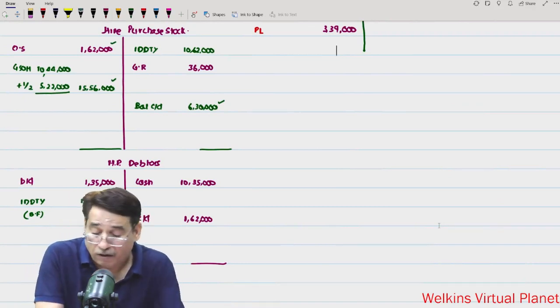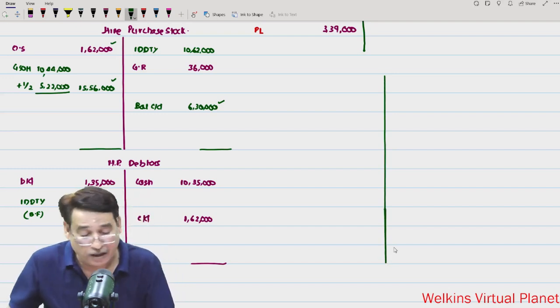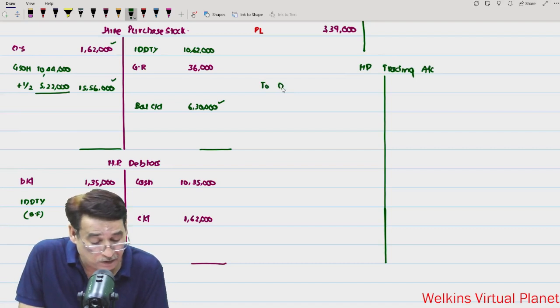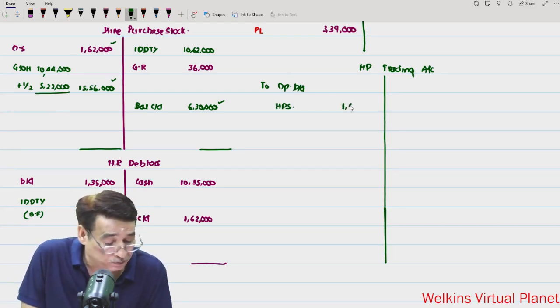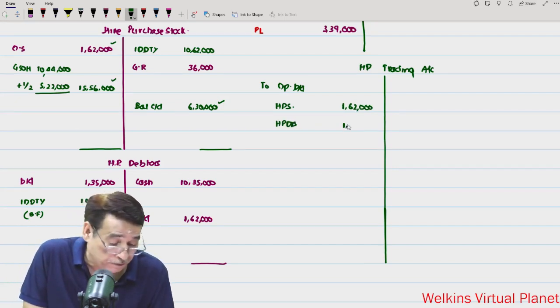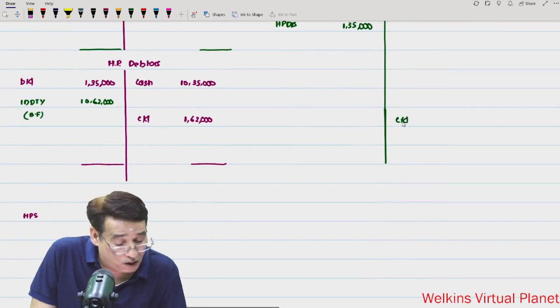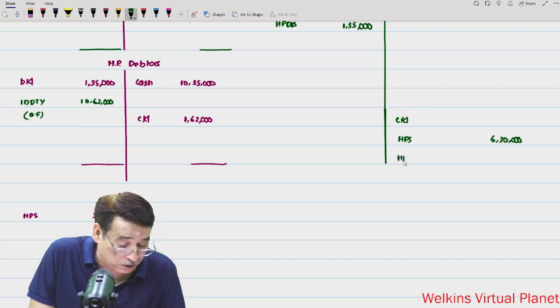And just for practice's sake, if you want to prepare hire purchase trading account also, this is your hire purchase trading account. In order to prepare the hire purchase trading account, you will have to write the opening balance, and in the opening balance, you will mention hire purchase stock account. Hire purchase stock account opening balance is 1,62,000. Then hire purchase debtors. Hire purchase debtors opening balance is 1,35,000. Then also write balance carried down. Hire purchase stock account 6,30,000. Hire purchase debtors account 1,62,000.